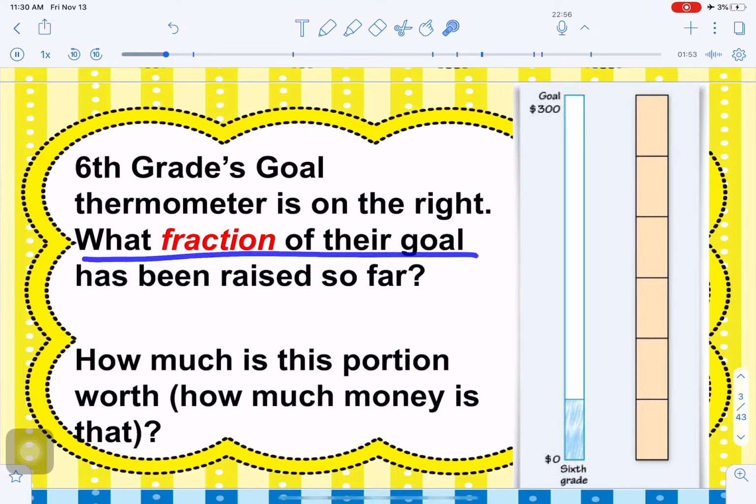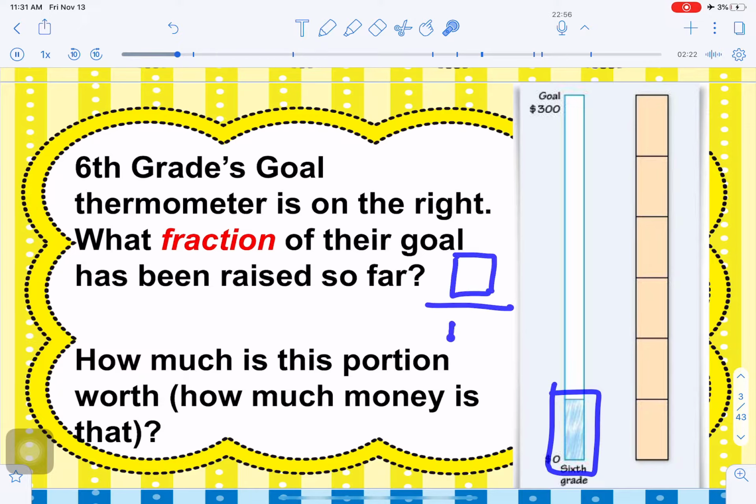Okay, so that's the first question we have to figure out, and we know that what they have raised is represented in blue. So right there, that portion is going to have to be represented as a fraction. So for this first question, go ahead and try to find the fraction of what they've raised so far. And like I said, go ahead, pause this video, find that fraction. When you think you have it in your notebook, you can go ahead and play this.